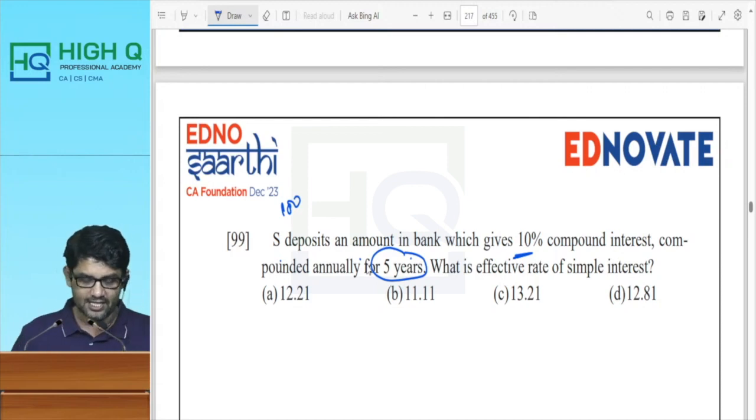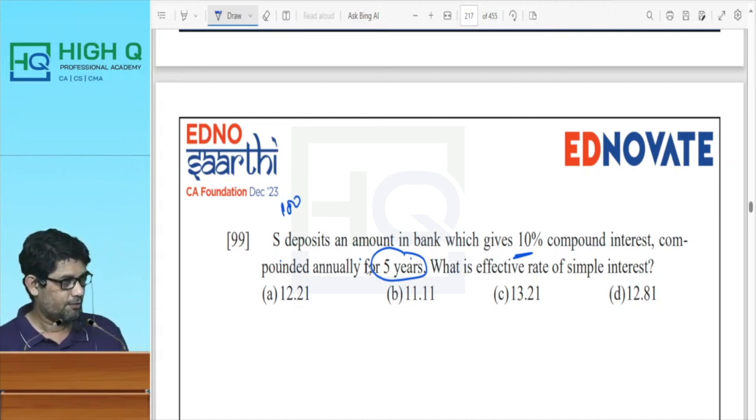And also find simple interest. Then the difference is going to be our answer, my dear. I think 12.21 people are giving. Very good. Ritika has given me answer 12.21. Others also, can you please try?